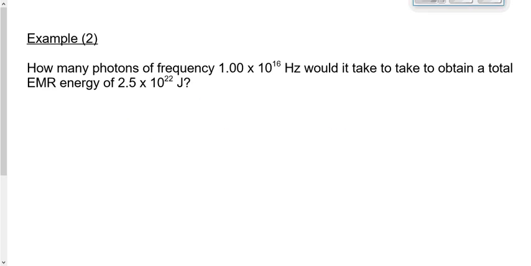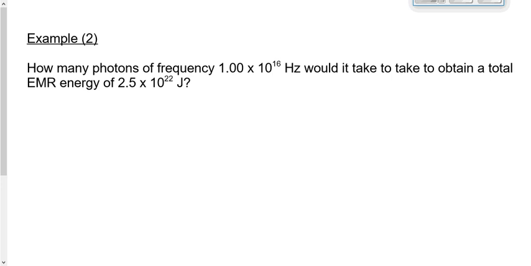Let's take a look at our second one now. Example number 2 says, how many photons? Looking for a number of photons. A frequency 1.00 times 10 to the 16 hertz would it take to obtain a total energy of 2.5 times 10 to the 22 joules? A number of photons. Any idea how we might find a number of photons?